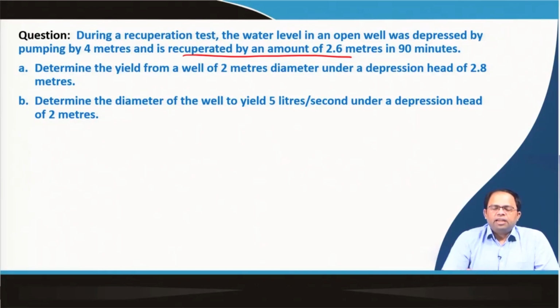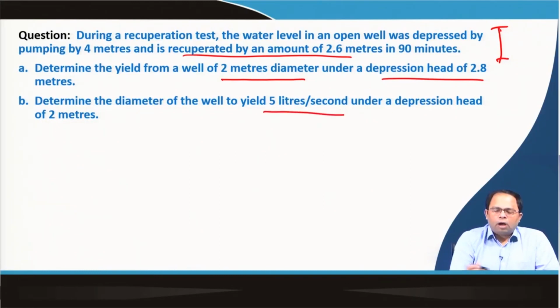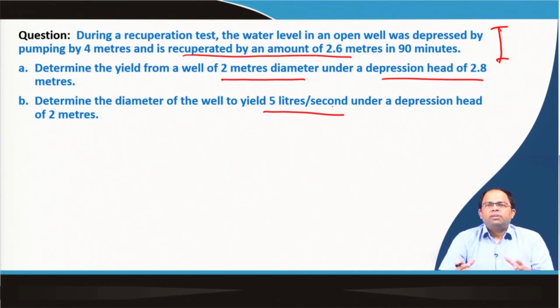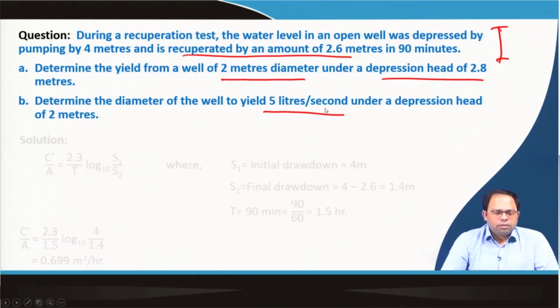We need to determine the yield from a well of 2 meter diameter under a depression head of 2.8 meters. So, this is based on the first part. We have to determine the specific yield of the well. The C dash A value could be determined, and once we determine it, we multiply with the depression head and the area of that well, and we can get the yield. Similarly, we can also determine, to get a yield of 5 liters per second with a depression head of 2 meters, how much the diameter of that well should be. Let us see the solution.